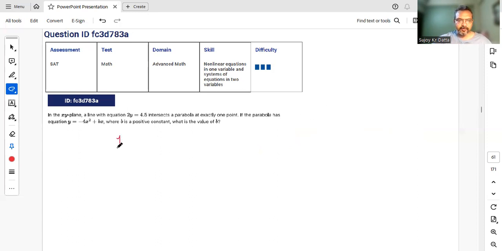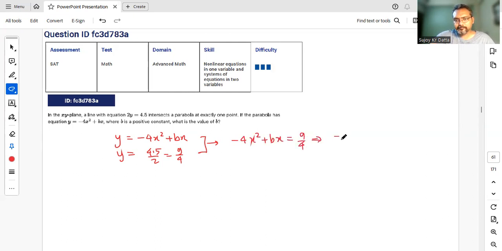So when we have to solve, once you have y equals negative 4x squared plus bx, the other one is y equals 4.5 over 2, or in other words, it's 9 over 4, right? 4.5 is 9 over 2. We just set them equal to each other. So we have minus 4x squared plus bx equals 9 by 4, multiply by 4, negative 16x squared plus 4bx equal to 9. So bring the 9 this side.